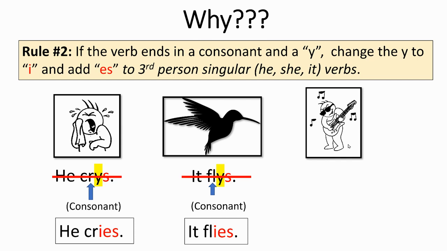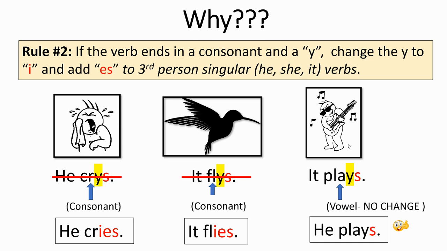Okay, finally, last example. It plays. We have Y, but next to Y is a vowel. So no change. Because A is a vowel, no change. He plays, no change. So you need a consonant next to the Y, like in this example, it flies, and in this example, he cries, to change the Y to I.